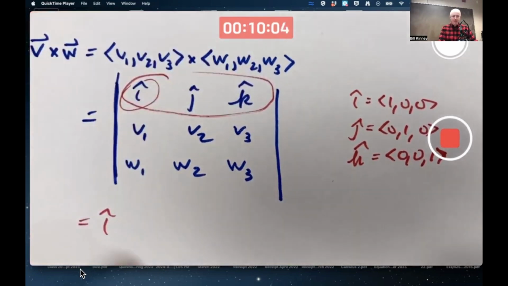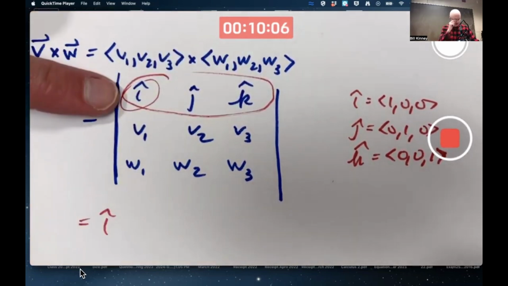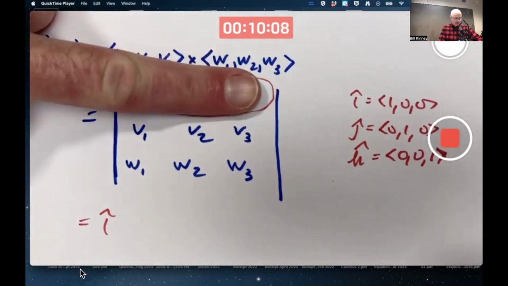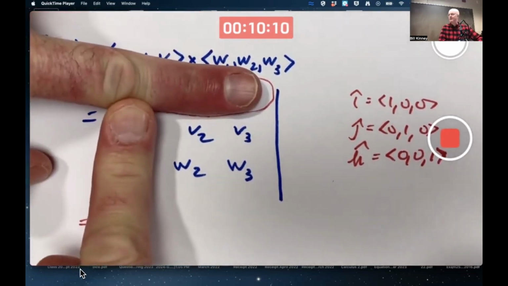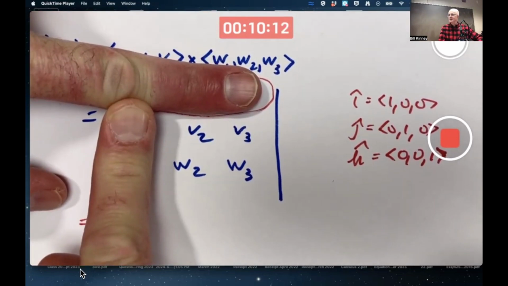Write down that first entry in the first row, I hat. Cross off that row and that column. You're left with the 2x2 submatrix. You multiply I hat by the determinant of that 2x2 submatrix, which is easier to remember.